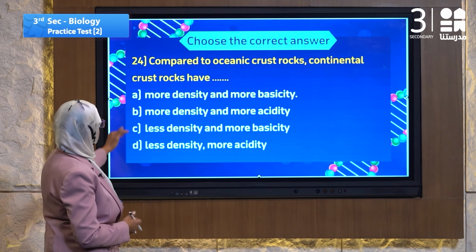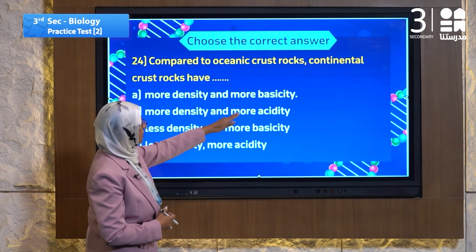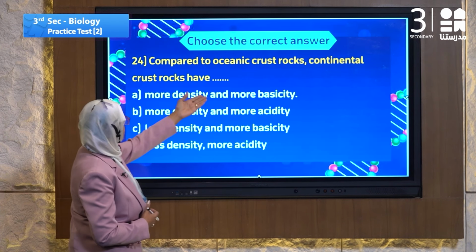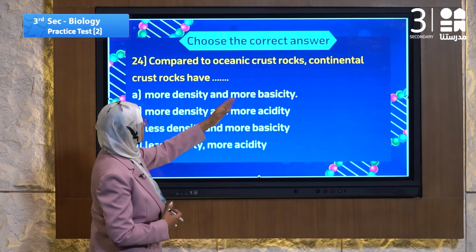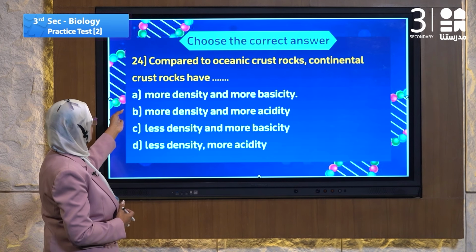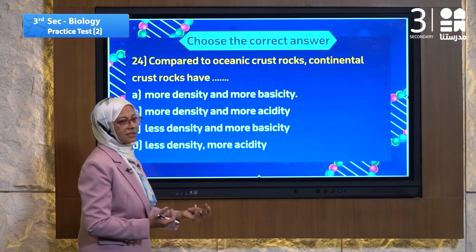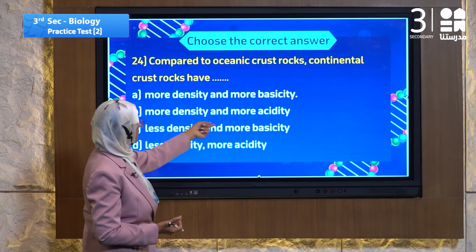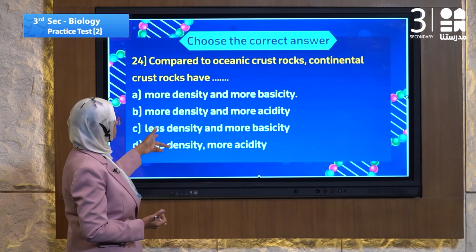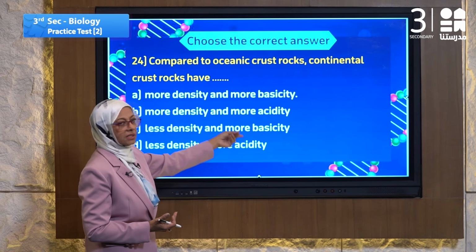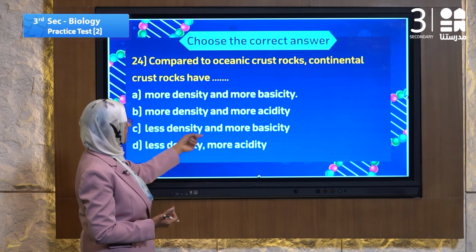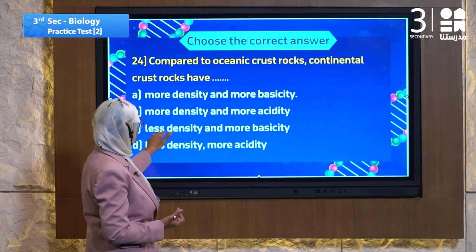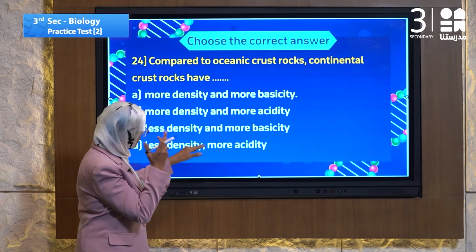It speaks about four choices. The first one is more density and more viscosity. Does that mean the oceanic crust is more dense? No, he speaks about the continental one. Continental is more dense? No, I think it is very light and fluid. More density and more acidity, maybe, but not acidity. Less density and more viscosity. Less density, yes, it's less density, and more viscosity, no.